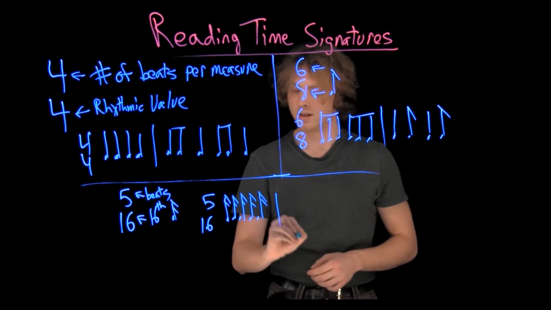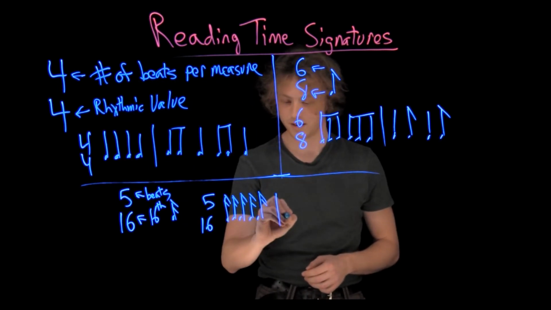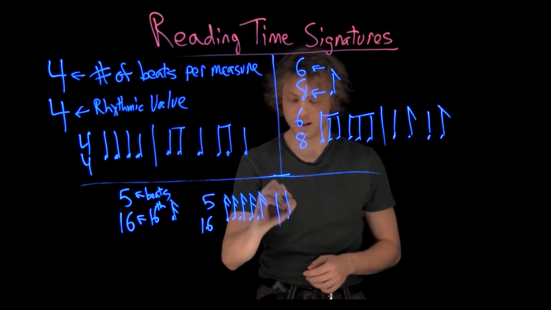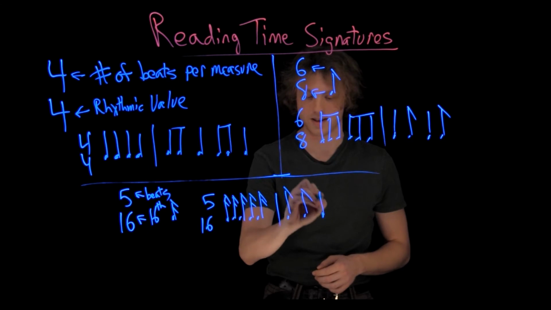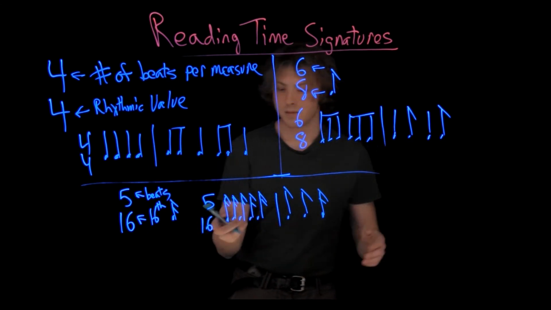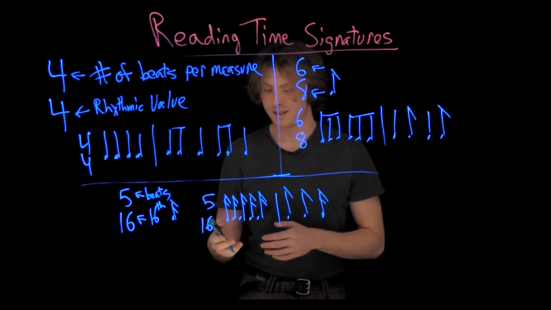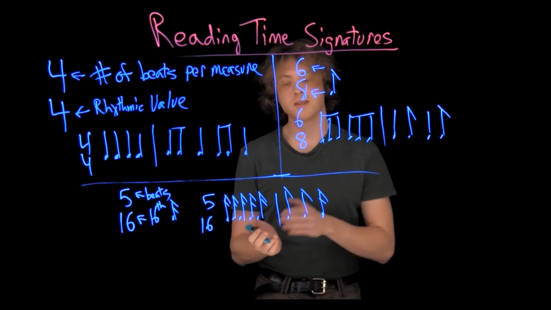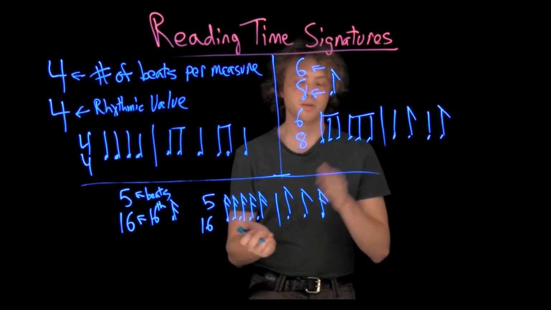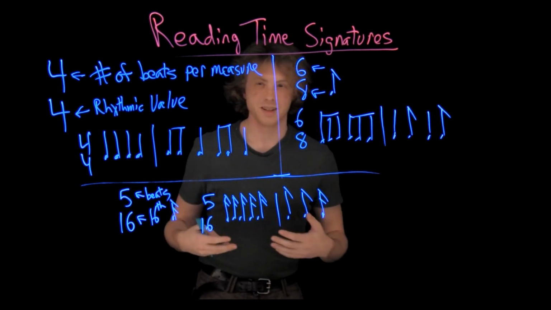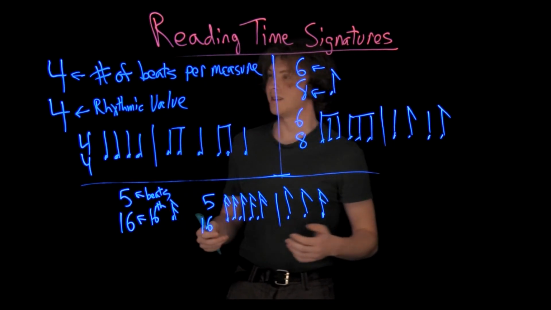And then maybe another measure would be something like an eighth note, another eighth note, and then a 16th note, right? So 2 measures of 5/16 that look like this would sound like 1, 2, 3, 4, 5, 1, 2, 3, 4, 5. So that's how you would read an unconventional time signature.